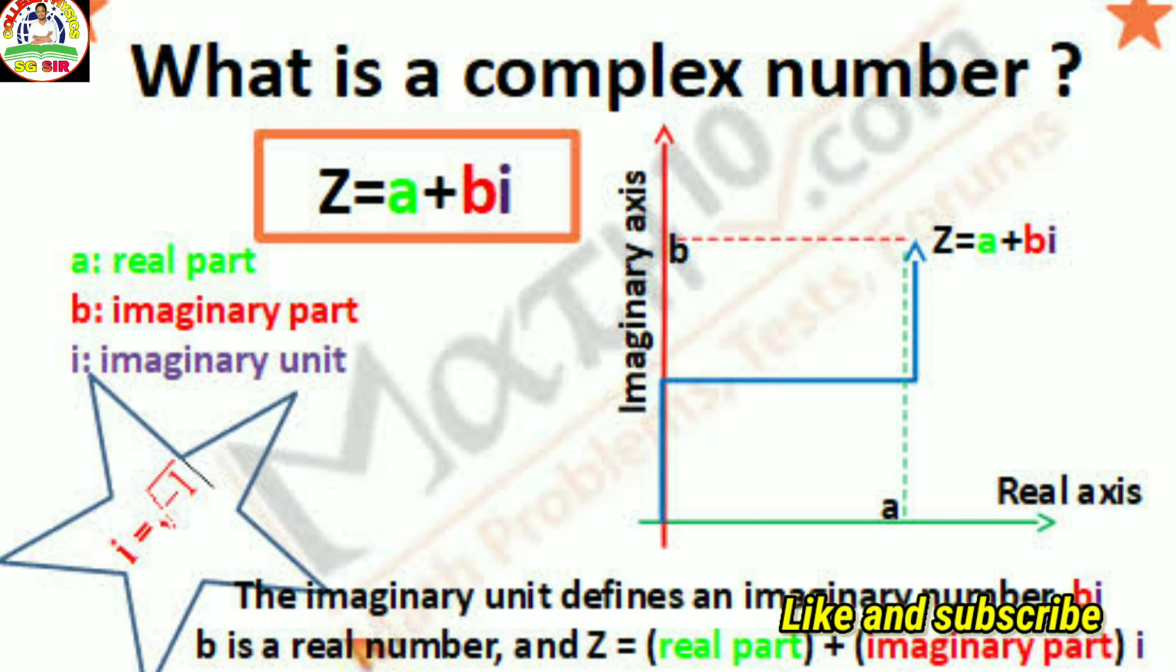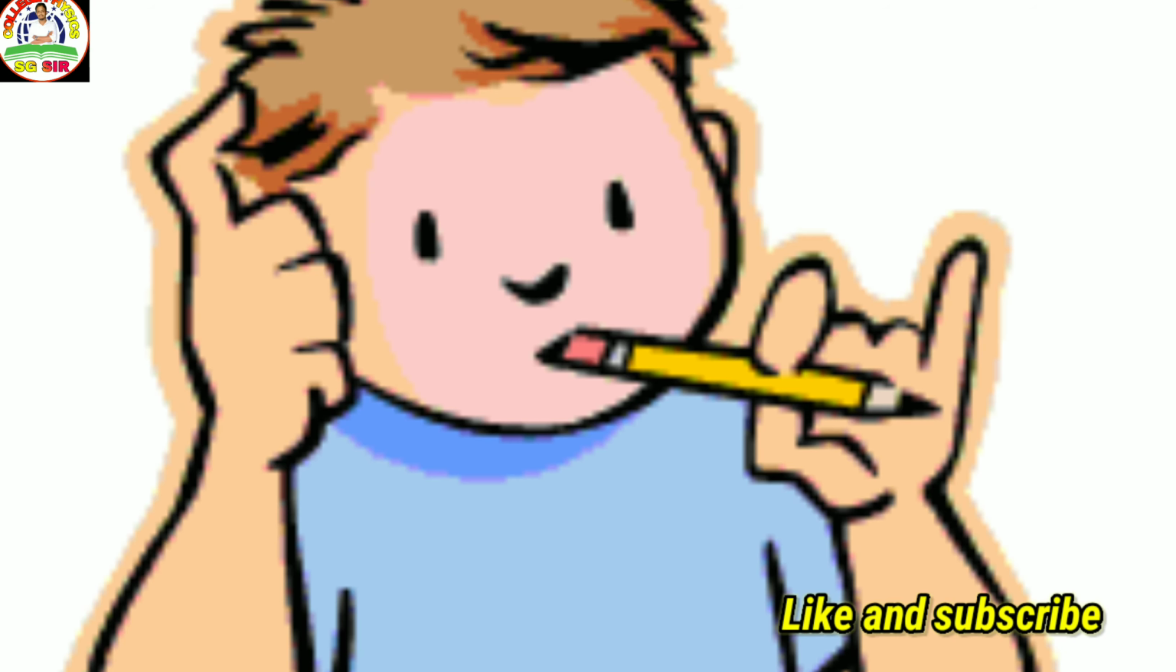A complex number is represented as z equal to a plus ib, where a is the real part and b is the imaginary part of this complex number. So now we find the real part and imaginary part of a complex number.